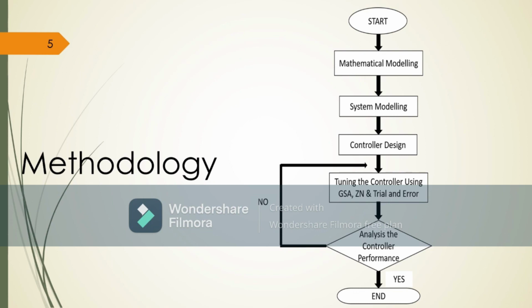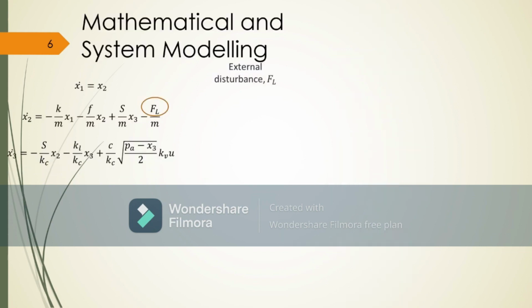First, I started the project with mathematical modeling. Second, system modeling. After I completed the system modeling, I designed the controller, which is a PID controller, and then tuned the PID controller with three different methods, which are the GSA method, ZN method, and trial method. After that, I analyzed the controller performance based on the tuning method. The analysis of controller performance will be done until satisfactory performance is produced.